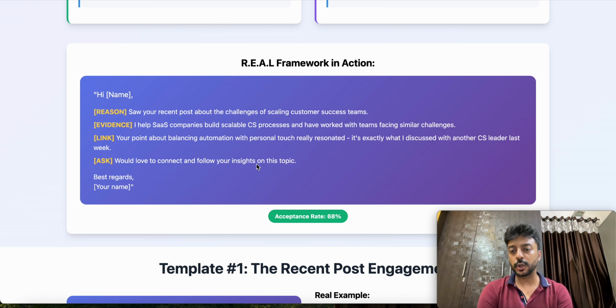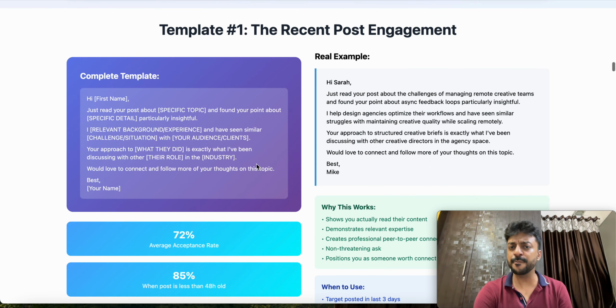Now this way, you have shown interest, you have shown that you have done your homework, you have shown the evidence as well that you have got prior experience, and you don't just want to connect, but you actually want to exchange value, and that is why you are sending them a message. Then why not look at such a framework, such a message based on the real framework? Then you will be able to improve your acceptance rate. This is how it works, right? I have many examples like this.